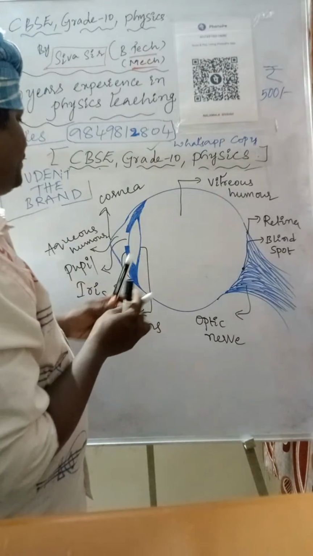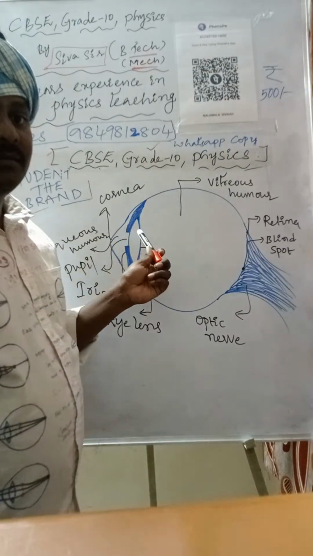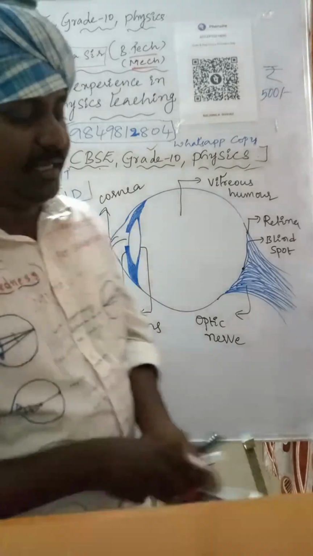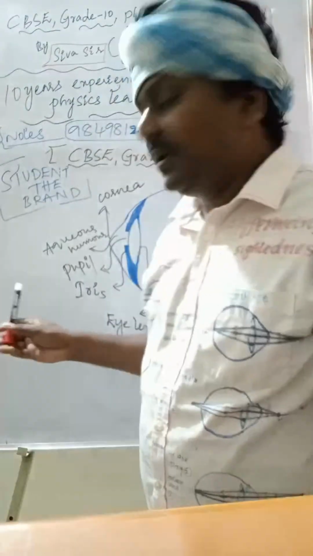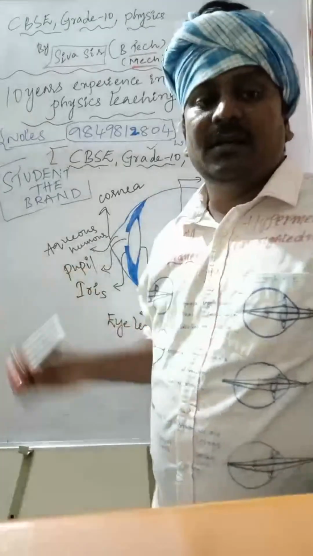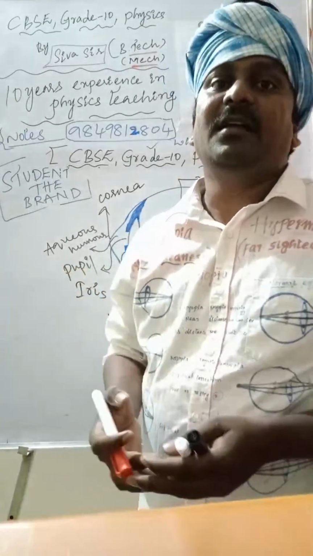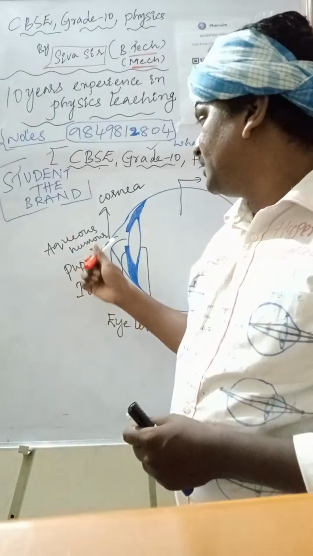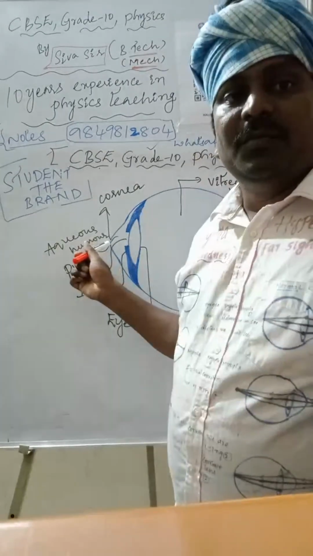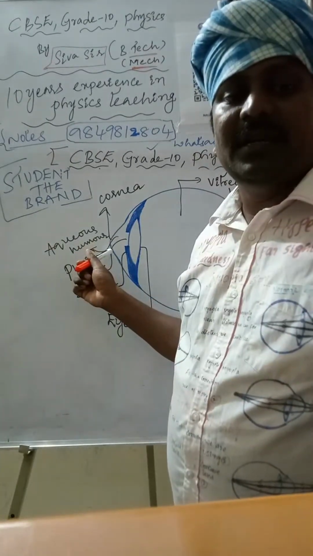Here you can observe the cornea. Cornea is the front protective layer of the human eye. Most of the refraction takes place at this point.